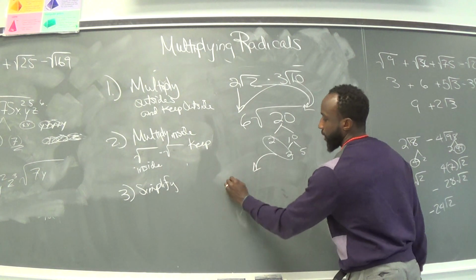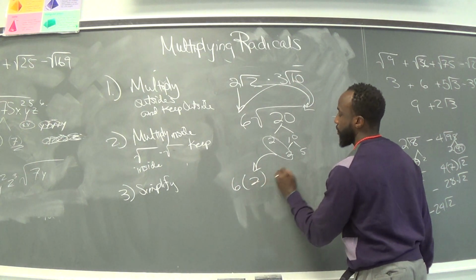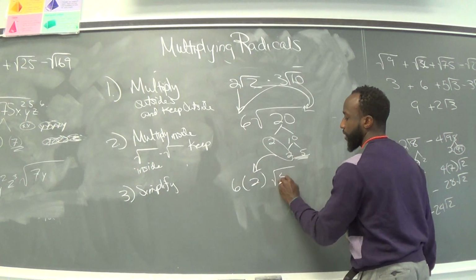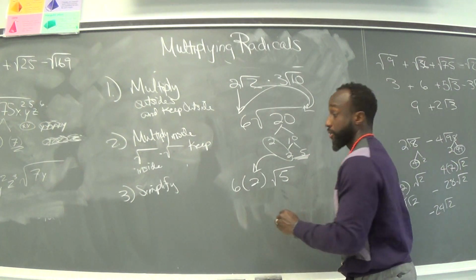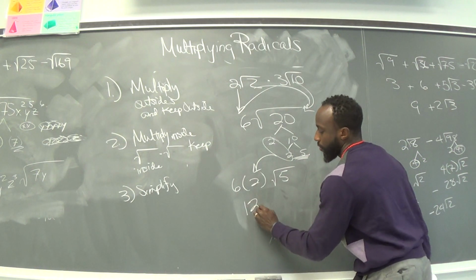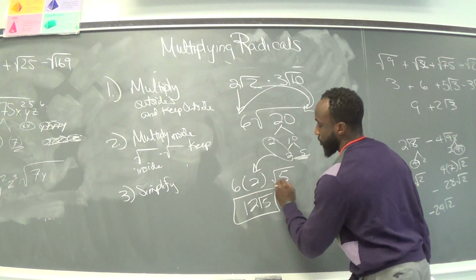So they're going to join this 6. So it's going to be 6 times 2, and he stays by himself inside. So that's going to be 6 times 2, which is 6 times 2? 12. 12 root 5 is your solution.